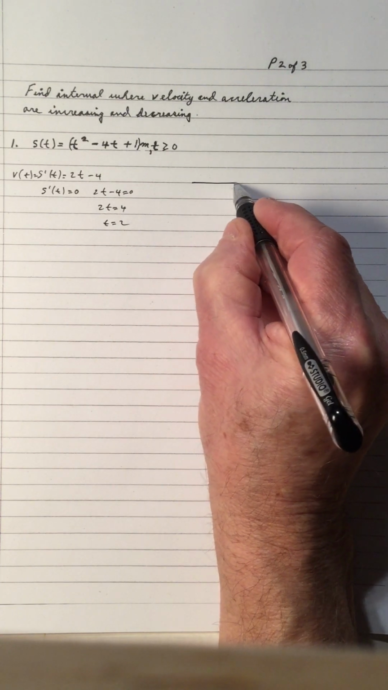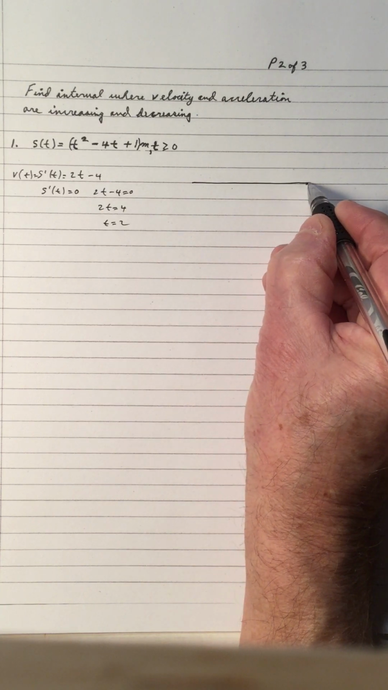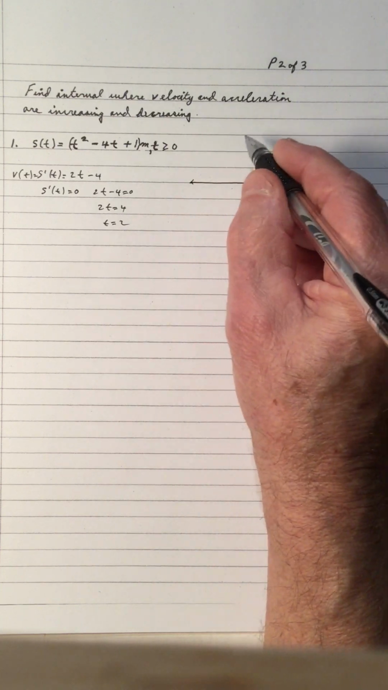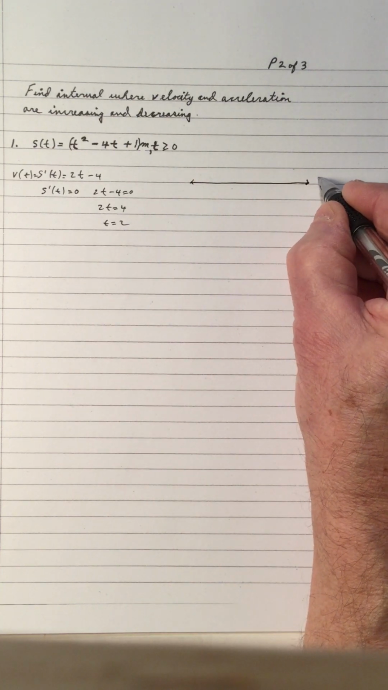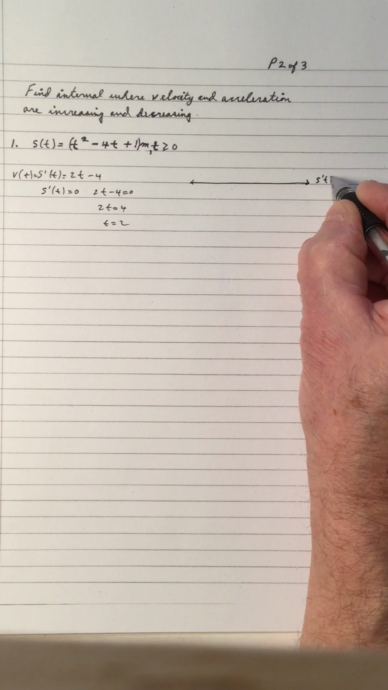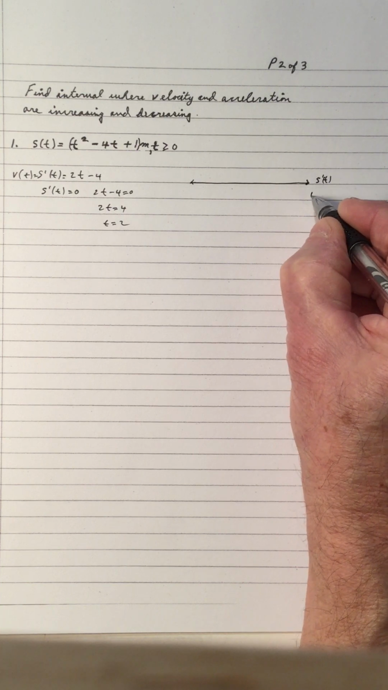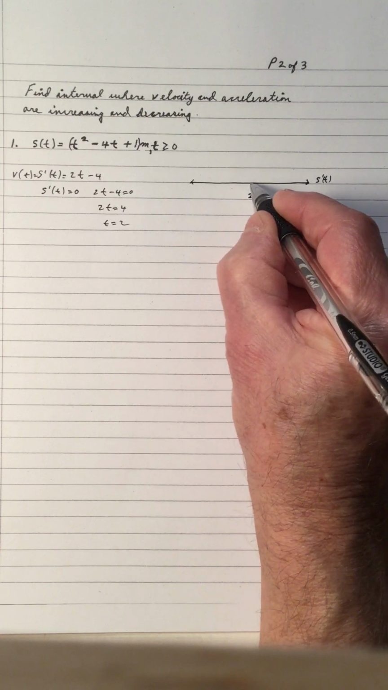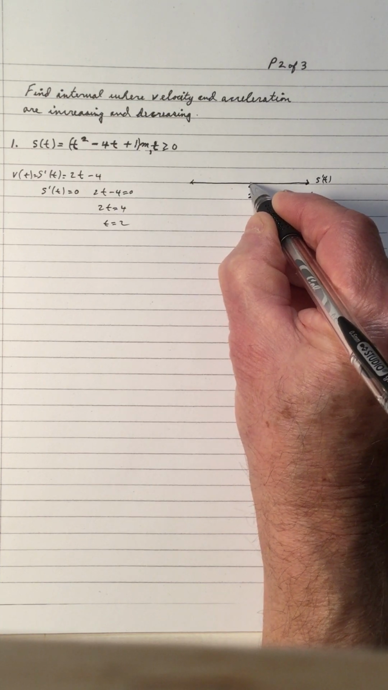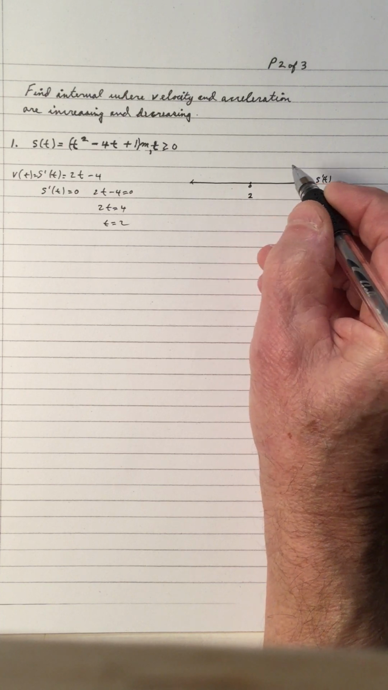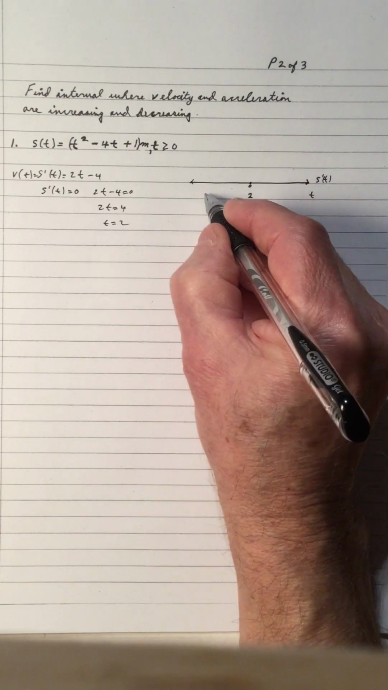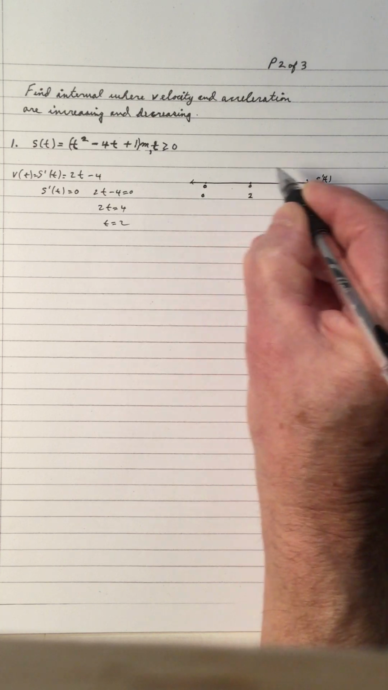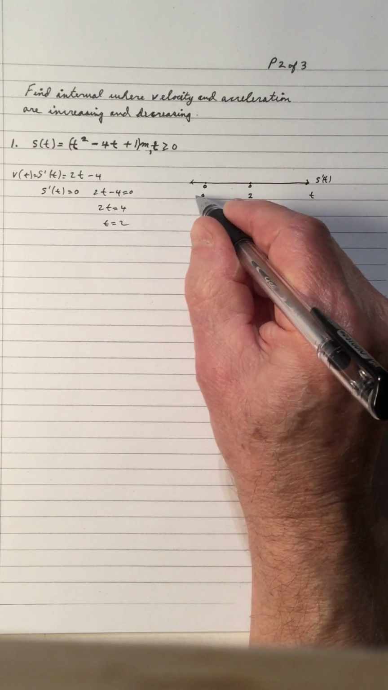So if we draw a line that represents the s of t, we're going to look at the velocity in terms of the time. So at 2 seconds, the velocity is 0. And also, at 0 seconds, we have a velocity of 0. So 2 seconds and 0 seconds.